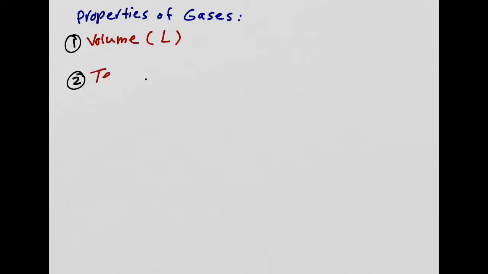Now temperature matters. So these are the properties of gases. Volume matters. Temperature matters. Okay. Now what's the unit for temperature? Kelvin. This is a unit we haven't talked about before. Kelvin is a unit for temperature.